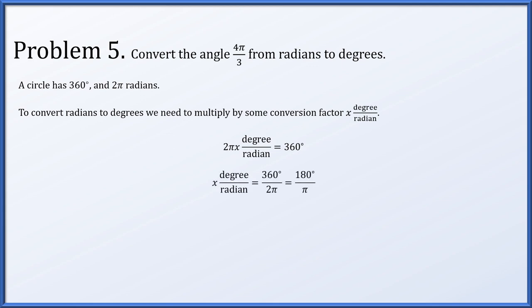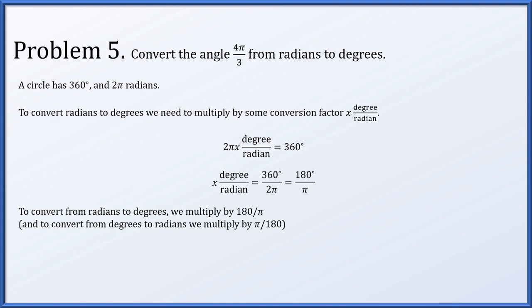Solving this for x degrees per radian, we get 180 degrees per pi radians. So if you want to convert from radians to degrees, you will multiply by 180 over pi. Note that to convert from degrees to radians, you'll multiply by pi over 180, the reciprocal. So we had 4 pi over 3 radians, multiply by 180 degrees per pi radians, and get exactly 240 degrees.